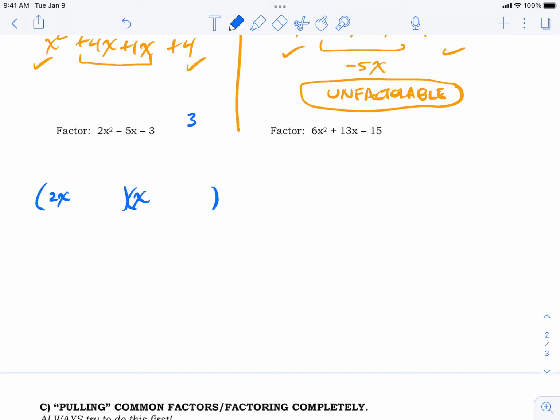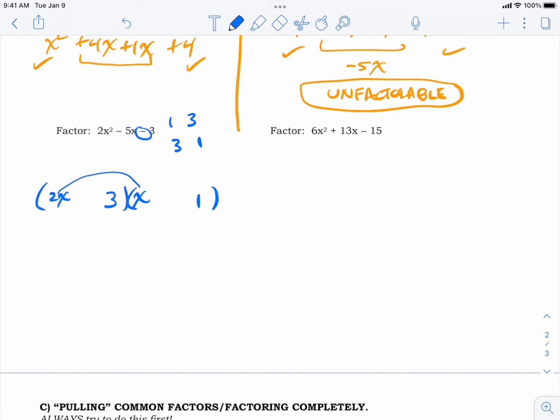Now as for this 3, well, it's going to have to be a 1 times a 3, isn't it? It has to be. Now the thing is, it could be 1 times 3, but it could also be 3 times 1, right? Because I could put them in different spots. Would that matter? Well, let's say I put the 3 here and the 1 here. So I've got my 2x squared.